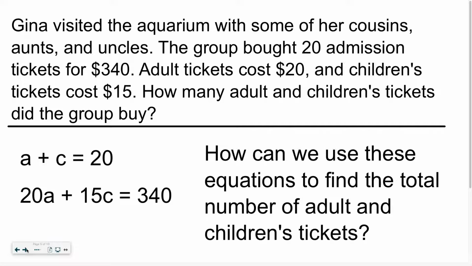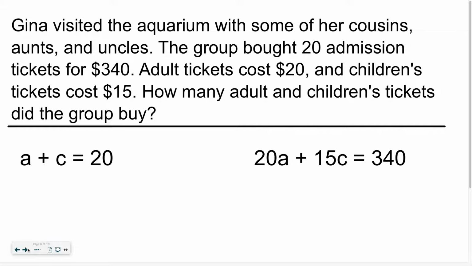So how can we use these equations to find the total number of adult and children's tickets? You can use substitution. Yeah, we can use substitution. Do you have to use substitution? You could use elimination, but it does take a little longer. It's totally your preference. Whatever you want to do. What do we want to do? I say substitution. Substitution? All right, Max, what do you want to substitute?